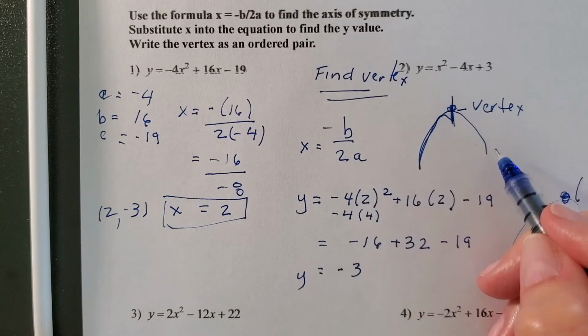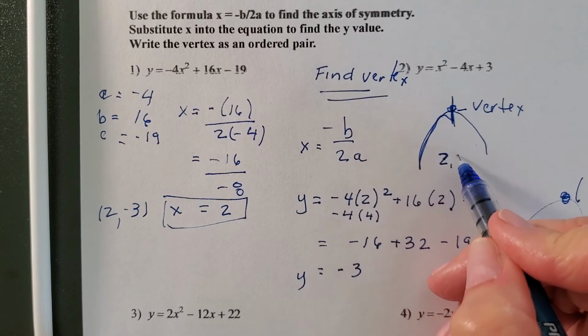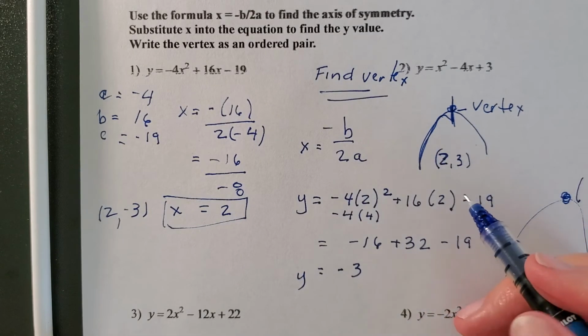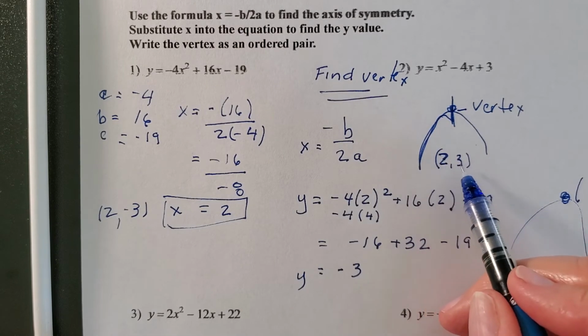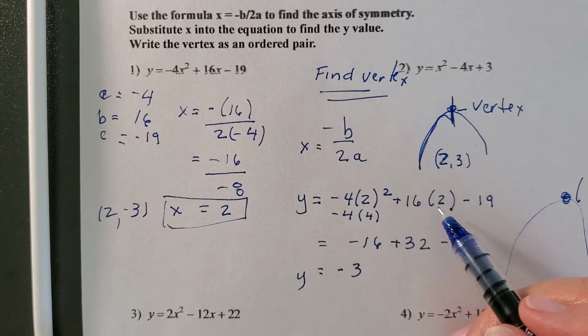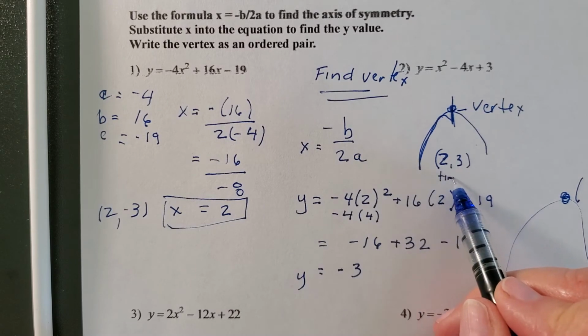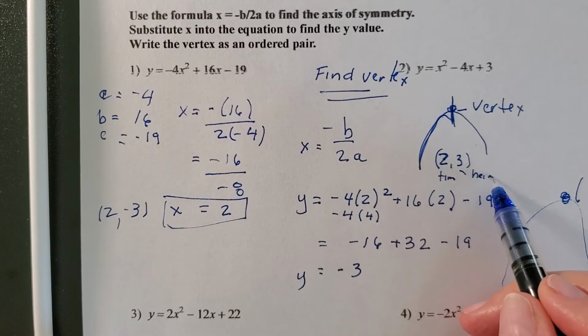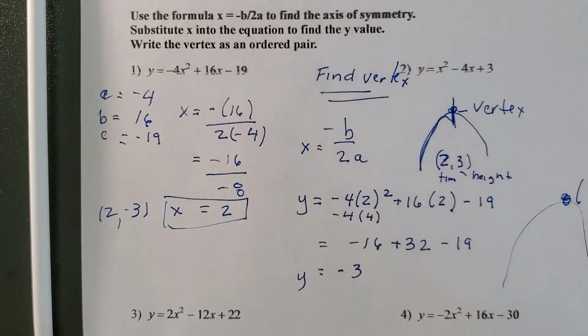So if our answer is 2, 3, what it means is in 2 seconds it was 3 feet, miles, whatever high, whatever the unit is. Okay? So this is time, this is height. All right?